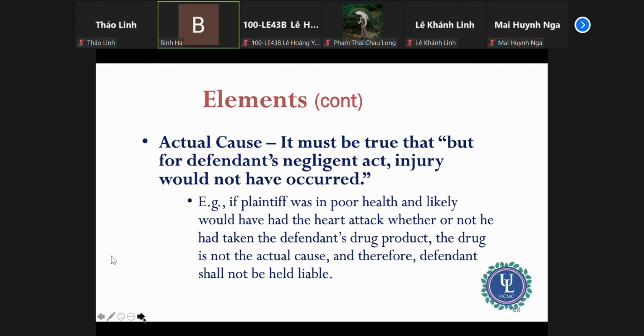Actual cause. Okay, we apply the but-for test, you can see here: if the plaintiff is in poor health and likely could have had a heart attack whether or not he had taken the defendant's drug products, the drug is not the actual cause, and therefore the defendant shall not be liable.